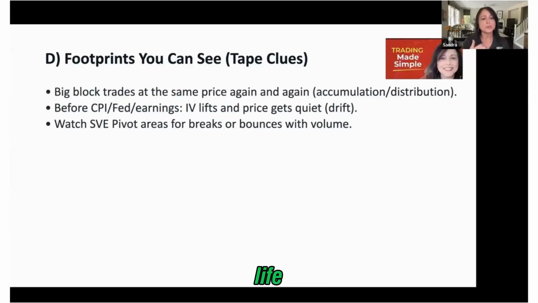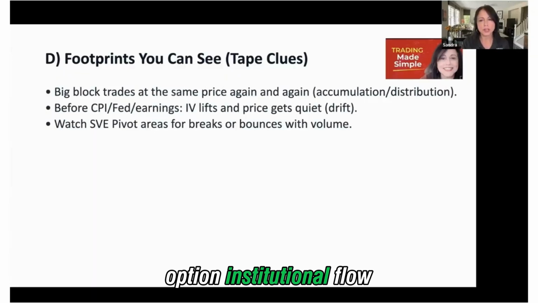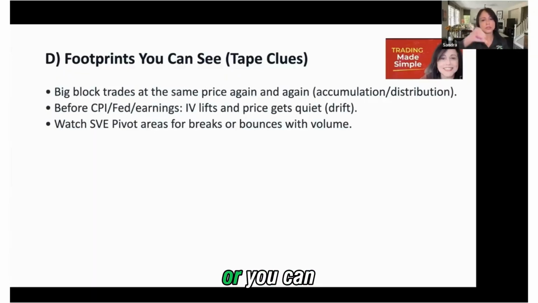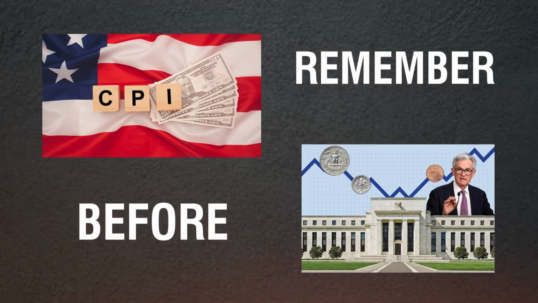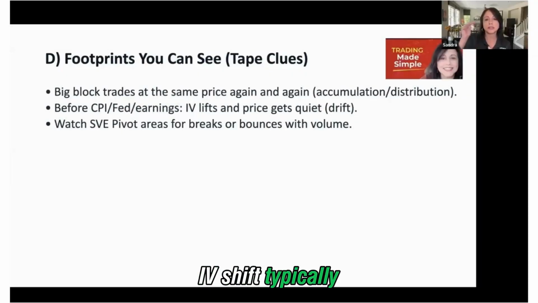So, big block trades at the same price again and again. If you're paying attention to option institutional flow, you can see the accumulation rising, or you can see the selling begets selling, right? It just keeps going and going. Or you have insider trading information showing you that big administrators within a company are selling a lot of their stock. These types of things are pieces, they're clues. Remember, before CPI, Fed, earnings, IV typically lifts.